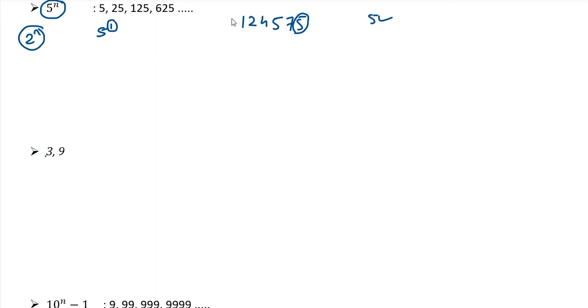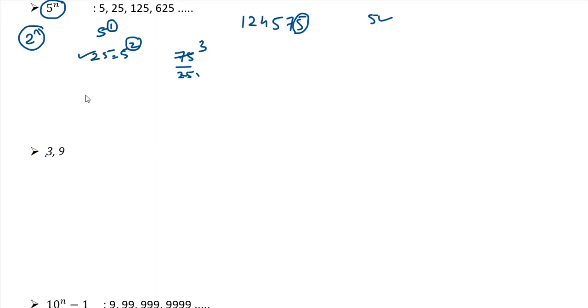So if you want to check whether this number is divisible by 25, which is 5 square, you'll have to take the last 2 digits. So the last 2 digits in this case are 75. 75 is clearly divisible by 25. So we can say that this entire number is divisible by 25.